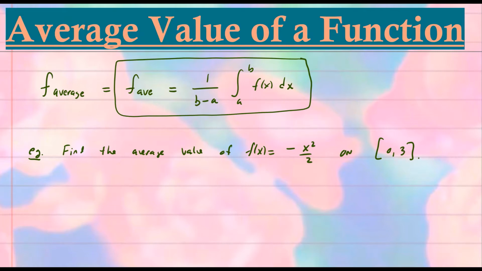So we know this is our function, and we know that the interval we're looking at is from 0 to 3, so you can call this your a value, this is your b value. So our average of this function is going to be 1 over b minus a, that's 3 minus 0, of the integral from 0 to 3 of the function negative x squared over 2 dx. So that's how you set it up.